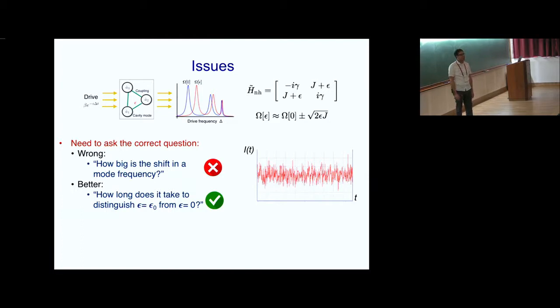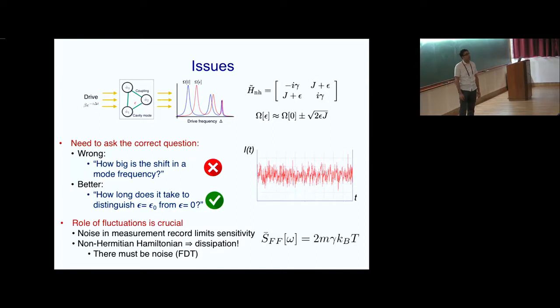The right question to ask is, I'm looking at some noisy output of my system, so how are you going to measure these frequency splittings? You're going to drive your cavities, your modes, you're going to look at the light or the microwaves coming out. What you measure is going to be some noisy signal. It's going to take you some time to be able to tell, does this noisy signal correspond to epsilon equals 0 or epsilon non-zero? So the correct question to ask is not, how are these modes shifting with epsilon? The correct question to ask is, how long does it really take me to distinguish having a perturbation and not having a perturbation? And to address that question, you crucially need to think about fluctuations in this system.